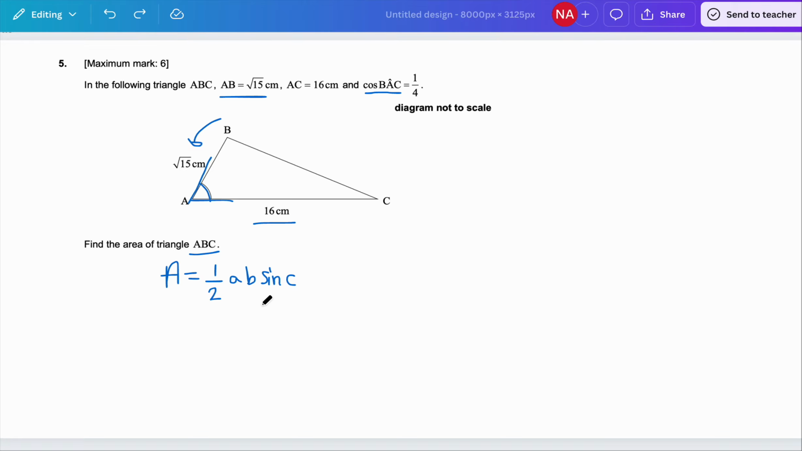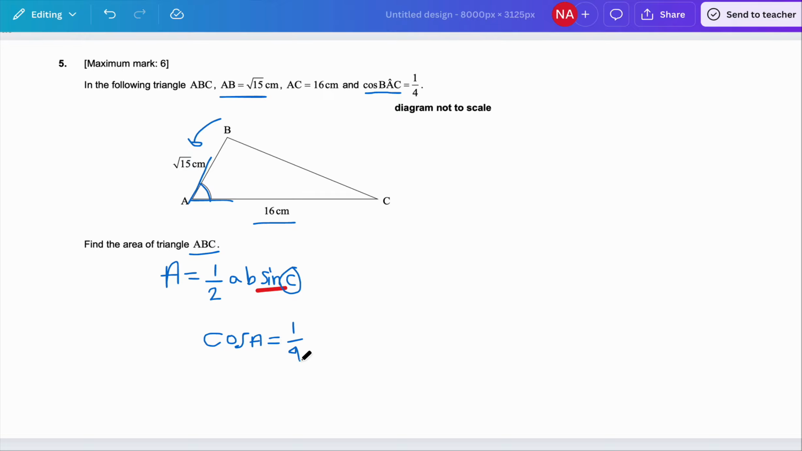But when we look at our formula, it has a sine in it, so we have to try and convert this cos into the sine, because remember this C is that angle which is in between these two sides. So to convert cos, we can just call that angle A degrees. Cos A is 1/4. Let's convert that to sine.